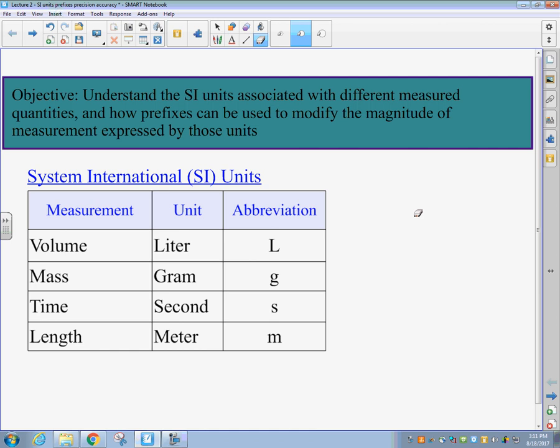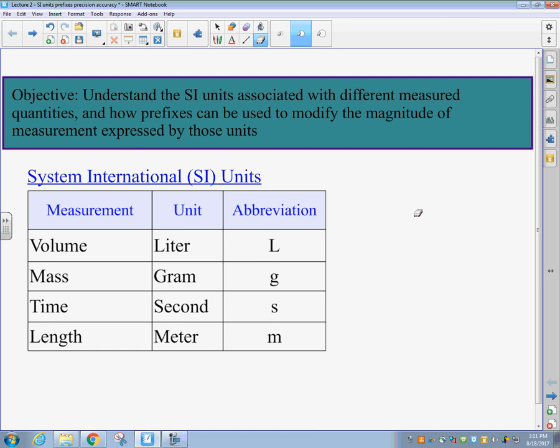First SI unit is volume. Volume is measured in liters and abbreviated with a capital L. We measure mass in grams with a lowercase g. We measure time in seconds with a lowercase s. And we measure length with meters, which is a lowercase m. Those four you're very familiar with. You use those in several science classes up to this point.